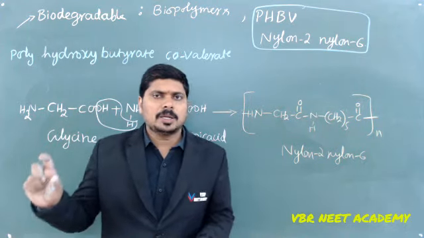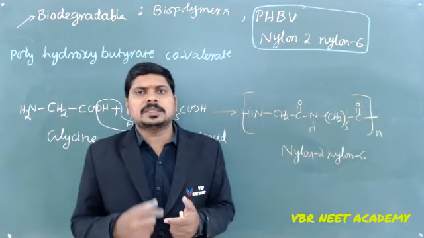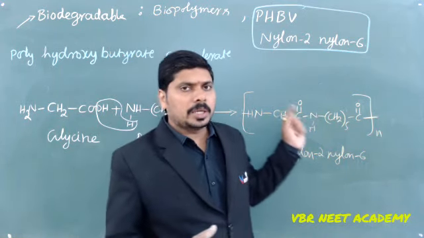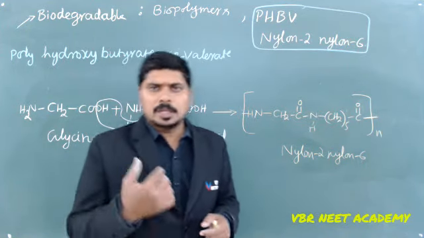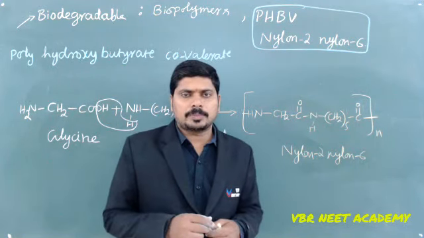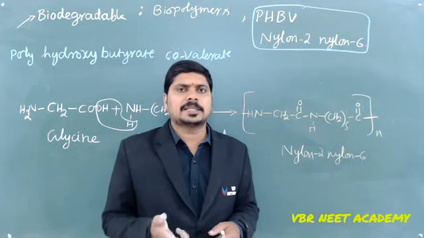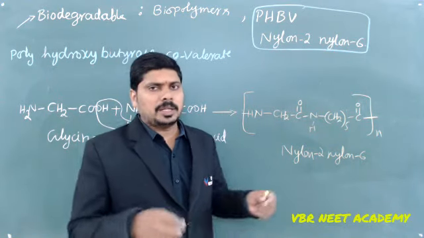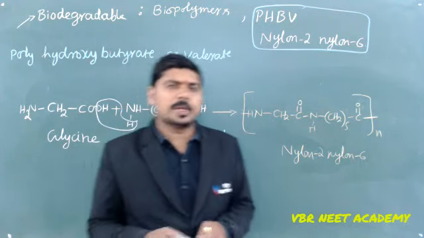PHBV is used for the capsules preparation. Nylon 2 nylon 6 is useful for making the threads which are useful for making the stitches. So this is the biodegradable polymer. Already we said maximum synthetic polymers are non-biodegradable only. PLA, polylactic acid, and polyglycolic acid are other examples of biodegradable polymers where you are using the combination for the stitching only. So that's about your biodegradable and non-biodegradable polymers.